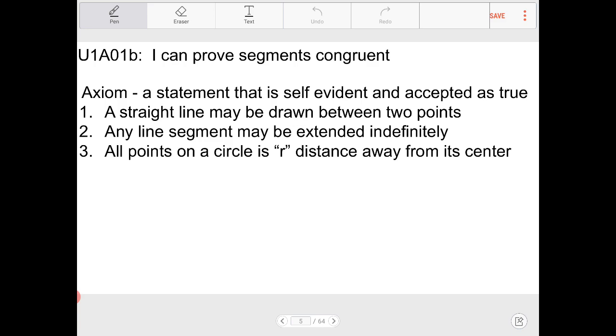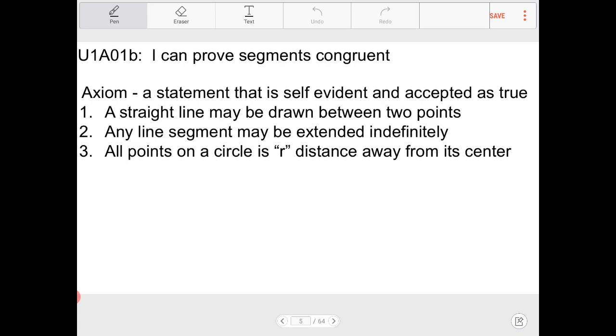Axiom number 3, all points on a circle are r distance away from its center. What this is saying is when you draw a circle, the distance between any point on the circle to the center, that is the radius. Again, we don't give it much thought when we think about these things. However, in this very philosophical discipline, we do need some foundation to be building off of, and that's what we're getting at right now.